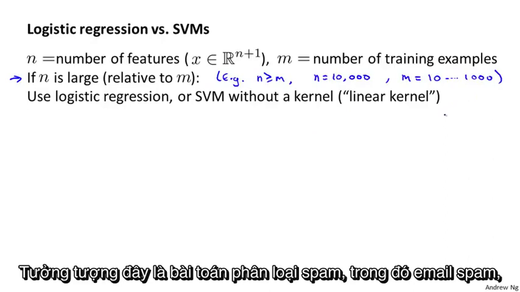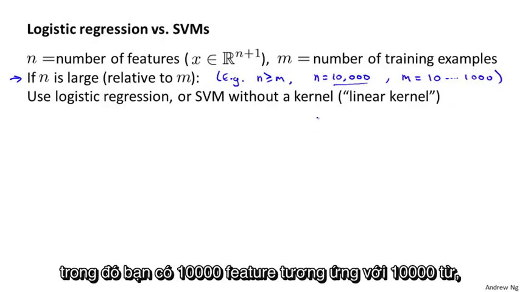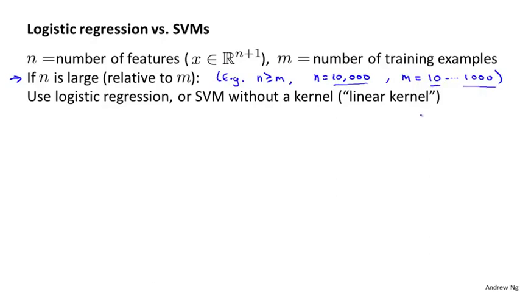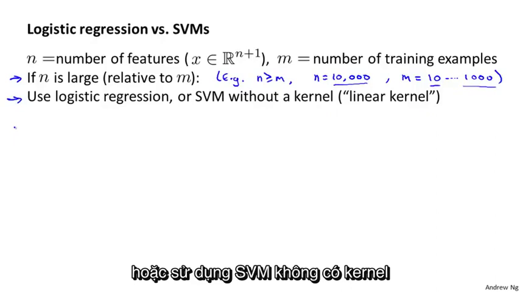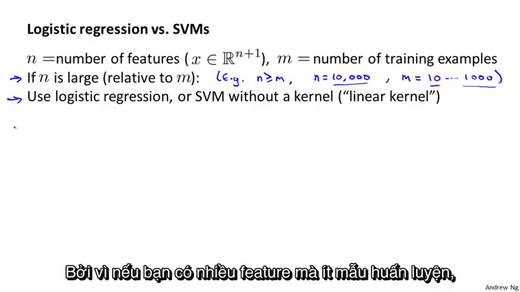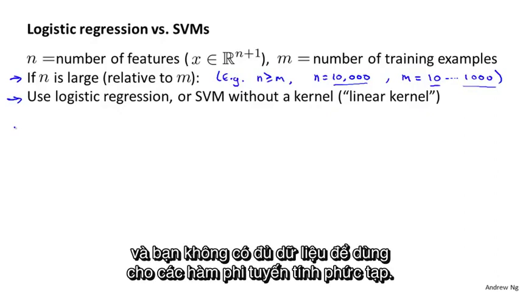So imagine a spam classification problem, where email spam, where you have 10,000 features corresponding to 10,000 words, but you have maybe 10 training examples or maybe up to 1,000 examples. So if n is large relative to m, then what I would usually do is use logistic regression or use an SVM without a kernel, or use it with a linear kernel. Because if you have so many features but a smaller training set, a linear function will probably do fine, and you don't have really enough data to fit a very complicated nonlinear function.